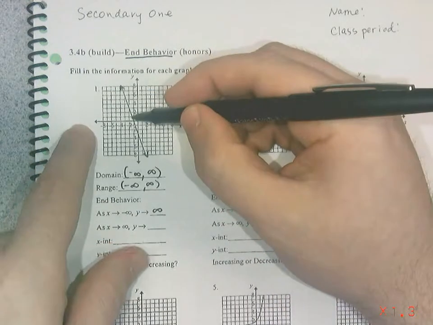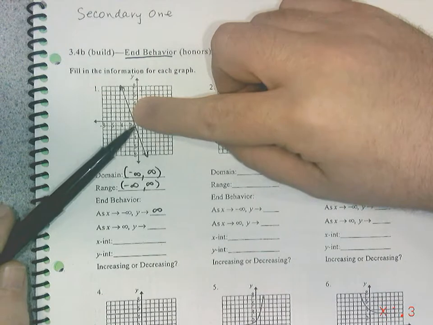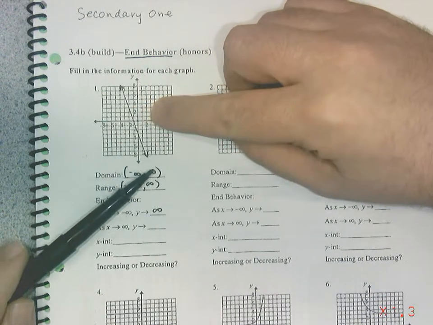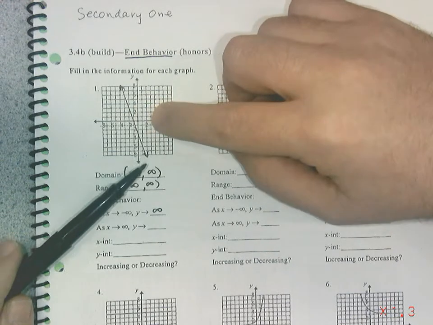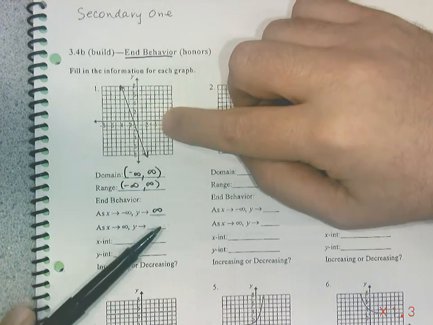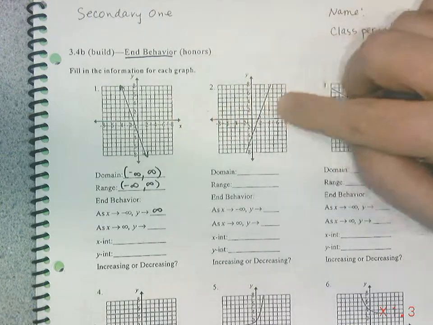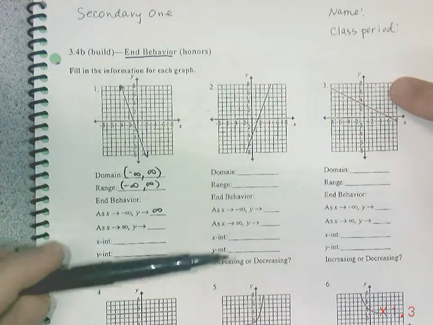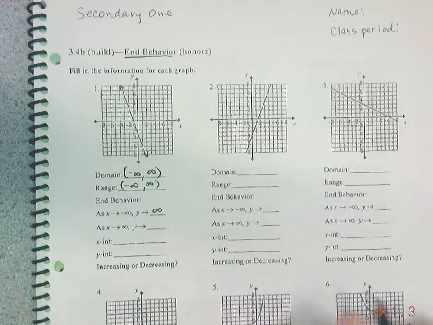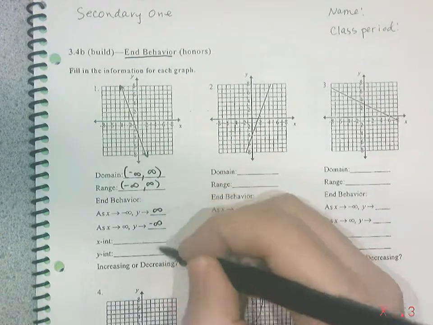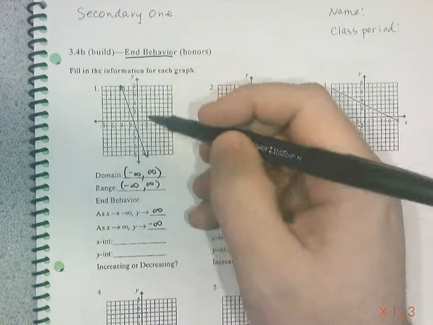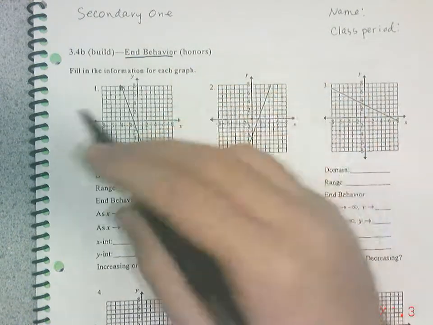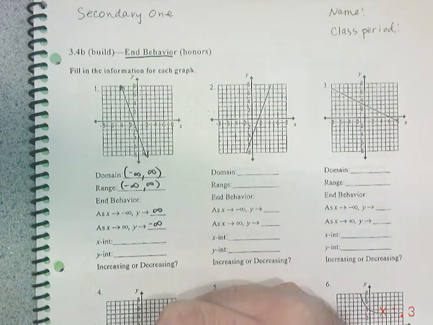And then as we go to positive infinity on the x-axis, what's happening to my line? It's going down. As we go more to the right, our y values are getting less and less. If we go all the way to positive infinity, the y value is going to go all the way down to negative infinity. Okay, so that's basically what the end behavior is. It's what's happening to your y value at either end of your left or right spectrum of the graph.